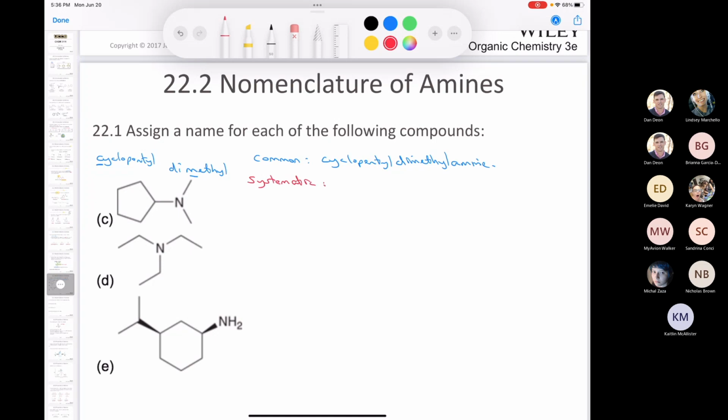The systematic way would be to look at the longest chain first. So this is cyclopentanamine. And then we have an N-methyl here and an N-methyl here. So it would be N,N-dimethylcyclopentanamine. So let's pencil that in. Just like that, N,N-dimethylcyclopentanamine.